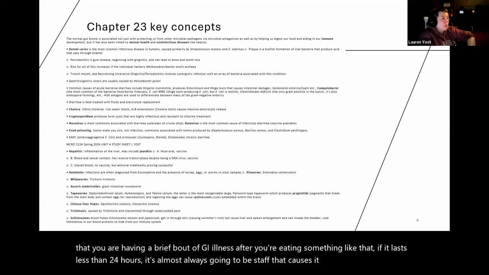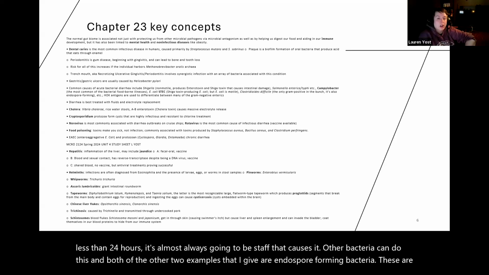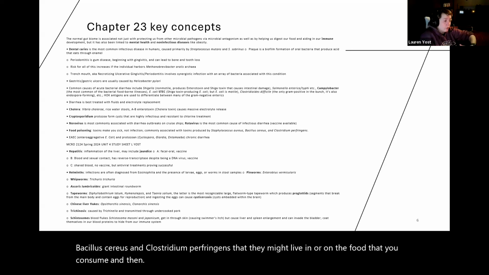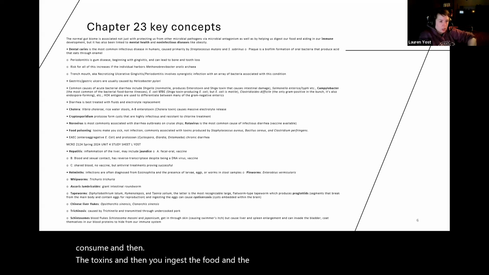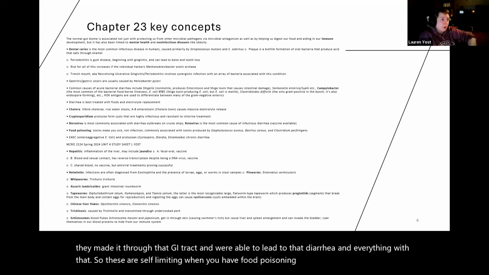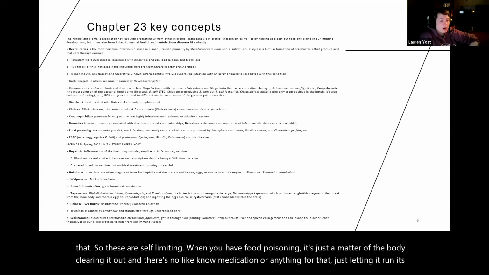Other bacteria can do this, and both of the other two examples that I give are endospore-forming bacteria. These are Bacillus cereus and Clostridium perfringens. They might live in or on the food that you consume and then produce the toxins, and then you ingest the food, and the toxins are what make you sick because they made it through the GI tract and led to the diarrhea. So these are self-limiting when you have food poisoning. It's just a matter of the body clearing it out, and there's no medication for that. It's just letting it run its course. All righty.